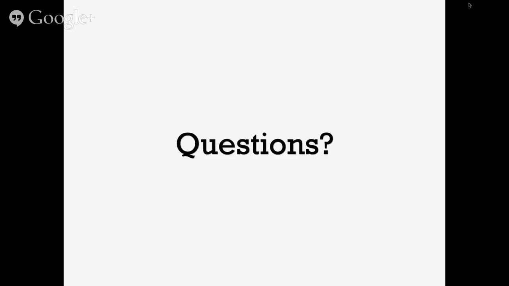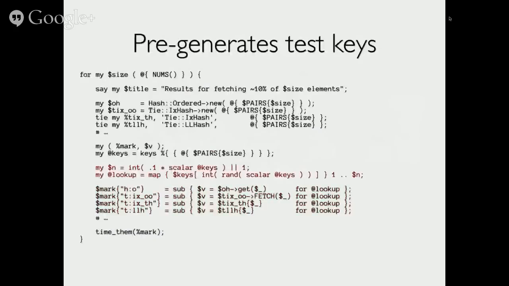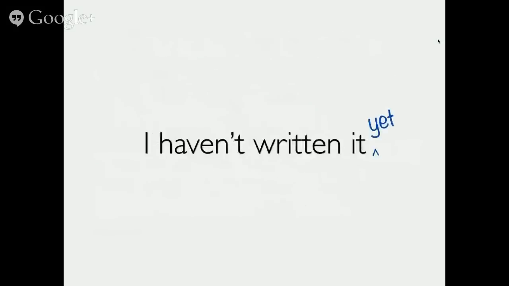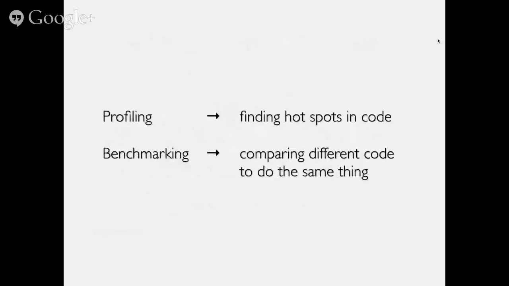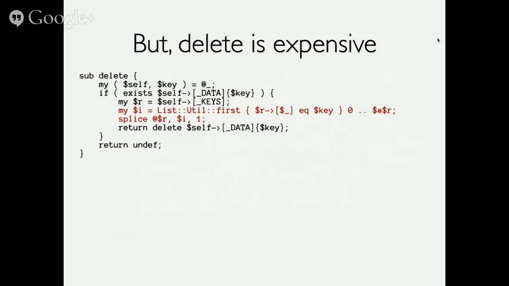So it happens, but when you delete from the hash, yes, you're looking at the key and you find it in the hash, right? Or in the array. Delete's expensive. So this is delete. And as Bulk said, there's probably some inefficient stuff that I'm doing around the edges. So, self and key shifted off of @_. If it doesn't exist, I just return undef.